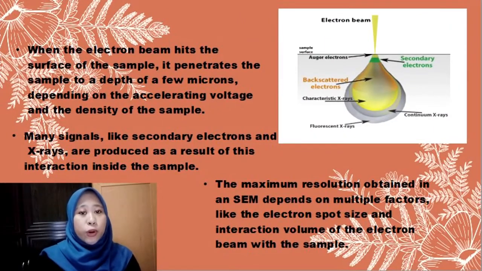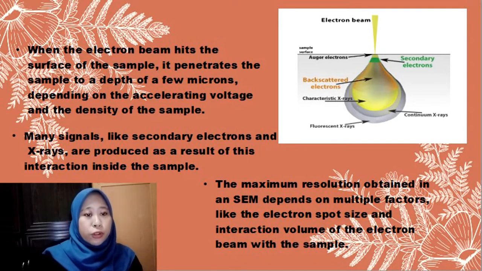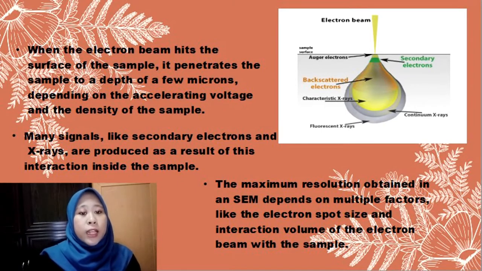Then, when the electron beam hits the surface of the sample, it penetrates the sample to a depth of a few microns, depending on the accelerating voltage and the density of the sample. The figure shows how the electron beam hits the surface of the sample. Many signals like secondary electrons and X-rays are produced as a result of this interaction inside the sample. The maximum resolution obtained in an SEM depends on multiple factors like the electron spot size and the interaction volume of the electron beam with the sample.